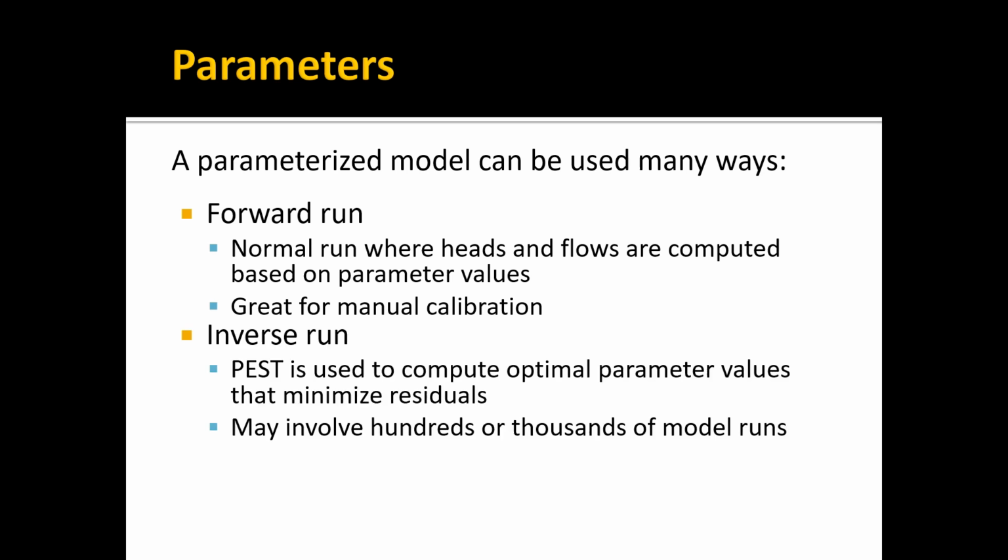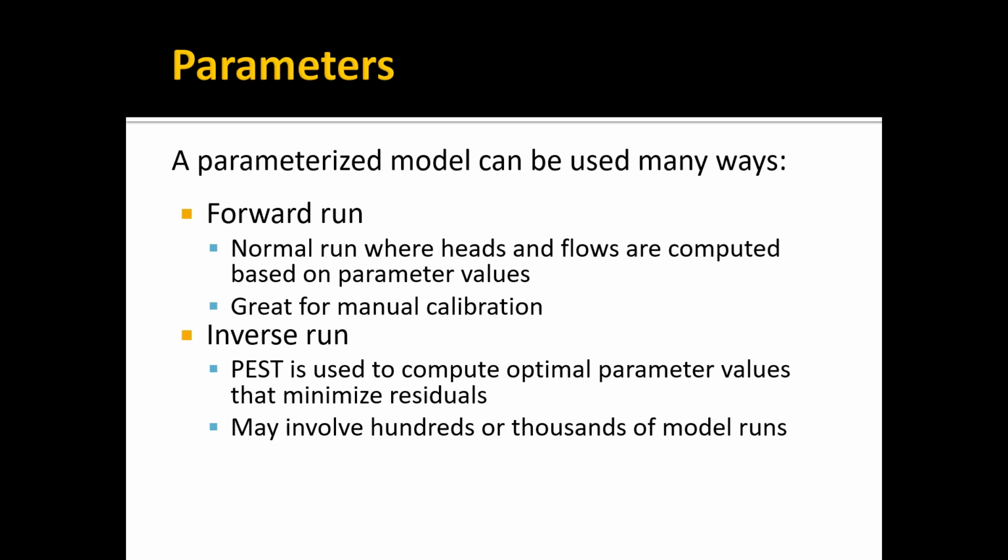Or you can do an inverse run. So when we're running PEST to solve for the optimal parameter values that minimize the residuals, we call that an inverse run as opposed to a forward run. It's an inverse run because we give it the heads and flows as part of the input, and it solves for what we would normally call the input parameters. And this can require a lot of runs.